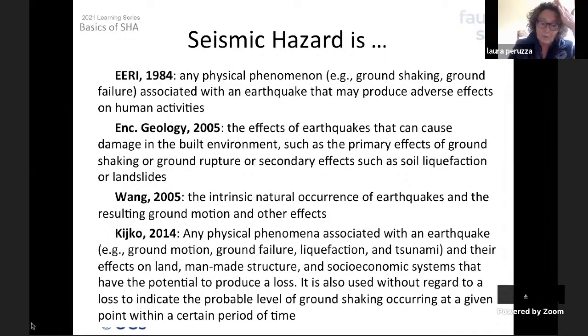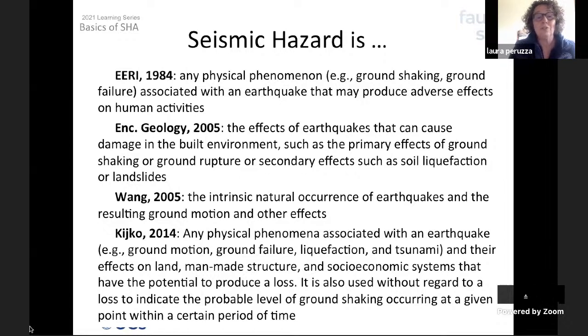Then there is a paper, a presentation done by Wang. He is a seismologist, geophysicist. Perhaps in those years he was at a turning point of his career. And he broadened the definition of seismic hazard, including the natural occurrence of earthquakes and the resulting ground motion and other effects. So the definition is larger. It includes both the definition of seismicity and the effect that this seismicity can cause, but no mention of humans and damage threshold is in there.